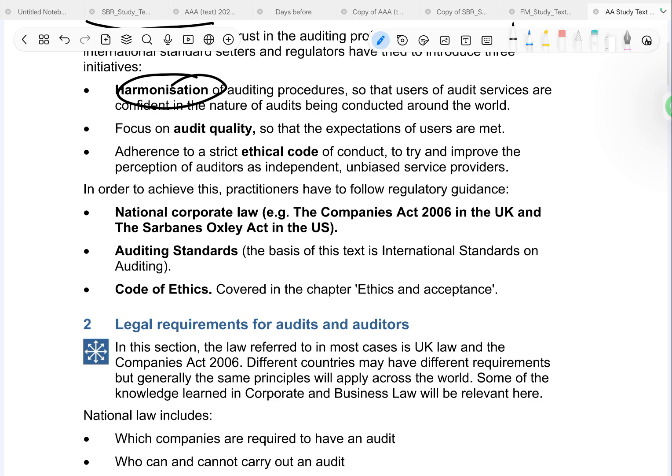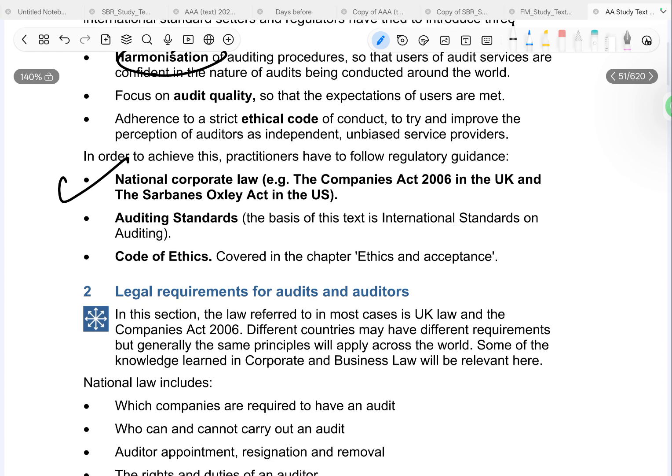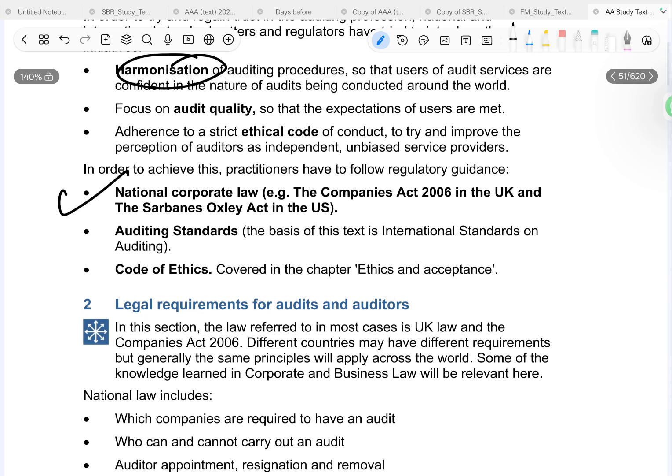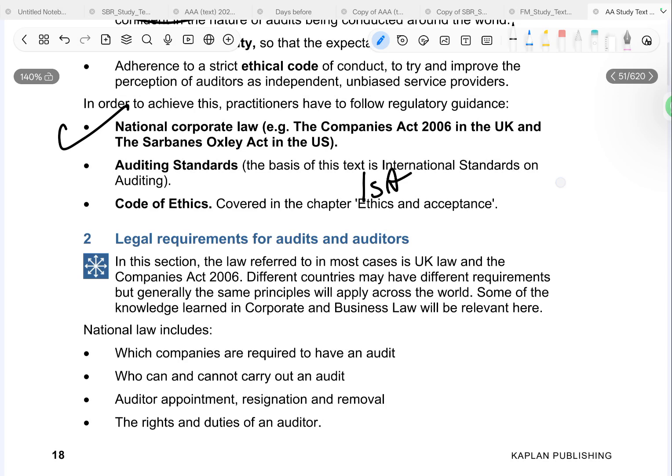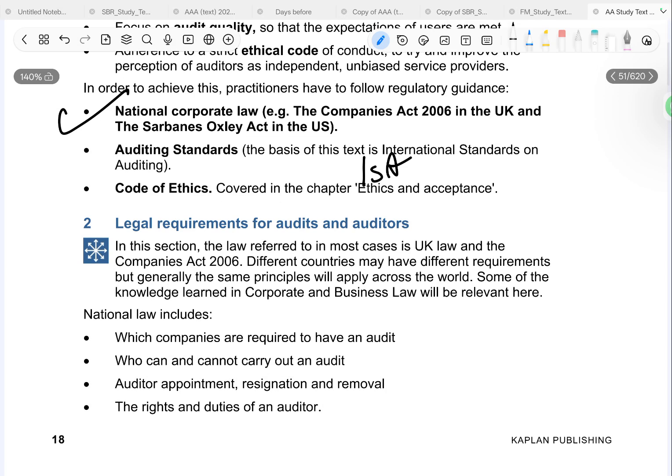Now, the question is, how do auditors actually follow these rules? Practitioners must comply with three main sources of regulation. First, the national corporate law, such as the Companies Act 2006 in the UK or the Sarbanes Oxley Act in the US. Second, auditing standards, mainly the International Standards on Auditing, also called the ISAs. And third, the Code of Ethics, which gives auditors guides on professional behavior and independence.